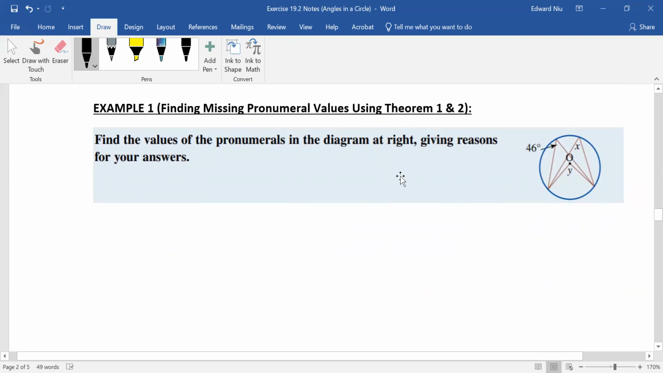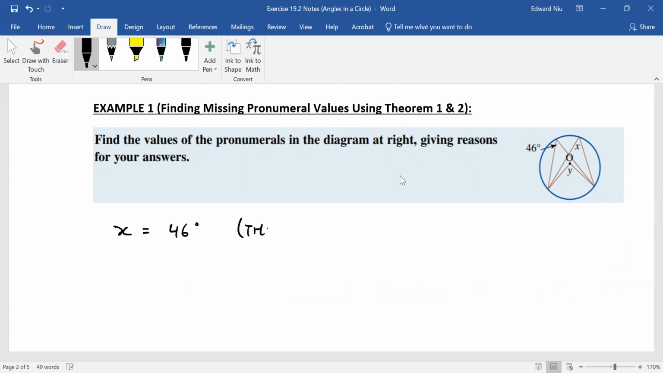Right, let's have a go at using theorems 1 and 2. So we can figure out X. X is equal to 46 degrees using theorem 2.